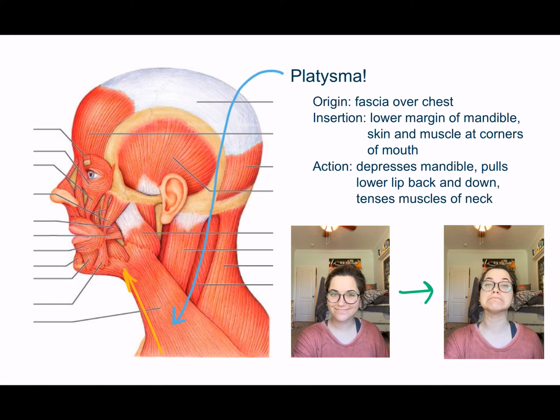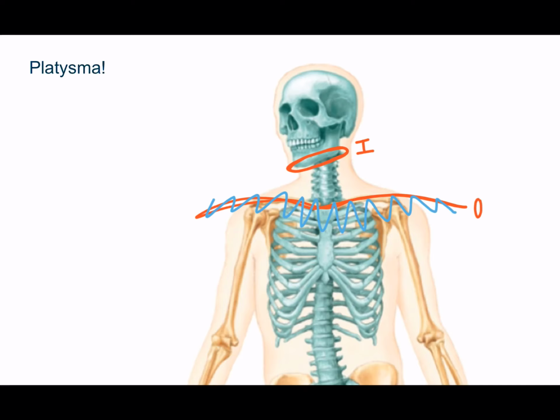So it depresses your mandible, it pulls the lower lip back and down, and it tenses the muscles of the neck. Tensing the muscles of the neck is the number one reason you have the platysma. But it's also super important for depressing your mandible, because all the chewing muscles we covered in the last one are for pulling your mandible back up. This one is for pulling your mandible down, which makes it really cool. It pulls your mandible down because it always pulls towards the origin.